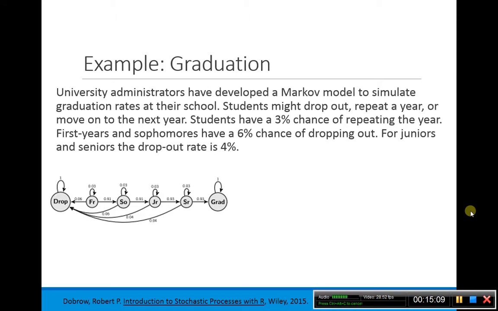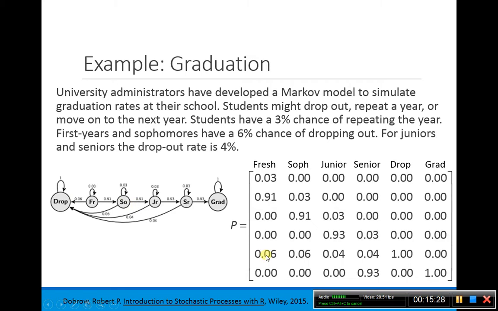Okay, so if we look here, you have 6 different states. So you have dropout, you have graduation, and then you have all of the in-between: freshman, sophomore, junior, and senior. You have all the transition rates that go along with this. So you're either going to repeat, you're going to drop out, or you're going to stay, or you're going to move on. So you can write down the probability transition matrix for this. So here's our probability transition matrix.